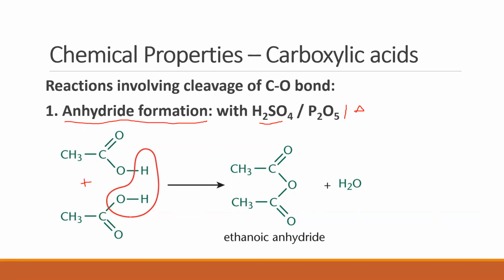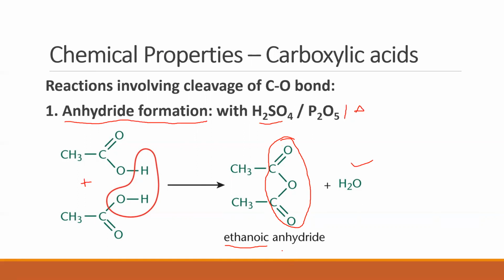After removal of water, you get a compound like this, CH3COOCOCH3. This group is called an anhydride group. Clear? So this group is called as what? It's called anhydride. We call it acetic anhydride, or the IUPAC name will be ethanoic anhydride. So this is anhydride formation.